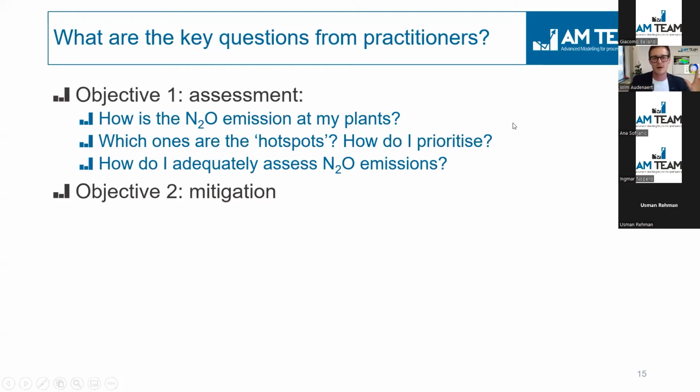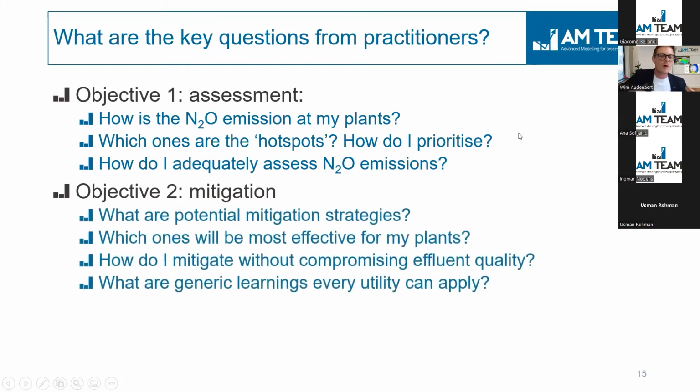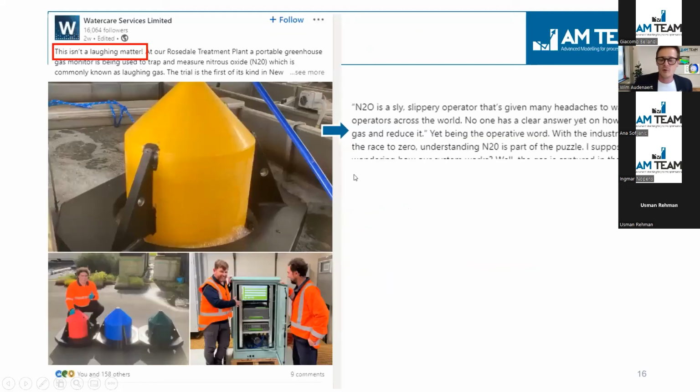Very important questions. When you look at mitigation, well, what are the strategies on the market that exist to mitigate? Probably it's very plant specific. So the question is, what is most effective for my plant? And how do I mitigate N2O without compromising effluent quality? Just remember this balancing act. And what are the generic learnings every utility, or my utility, can apply over and over again? Many questions we are looking for. A recent post by Water Care Services, which is a utility in New Zealand.